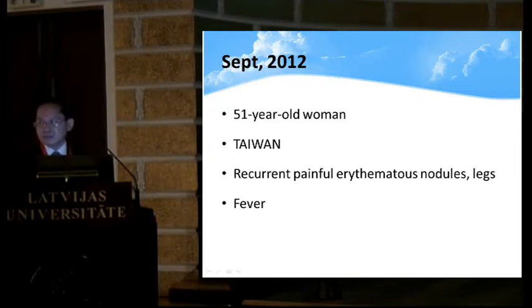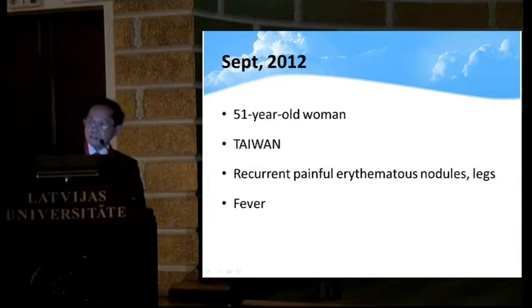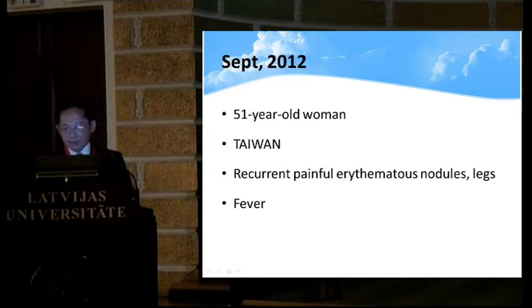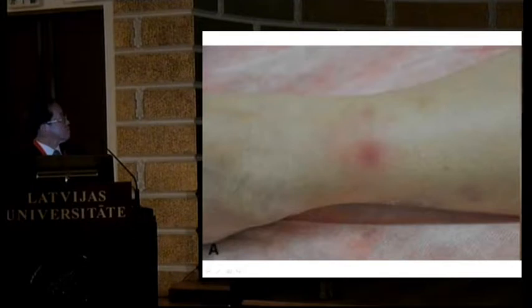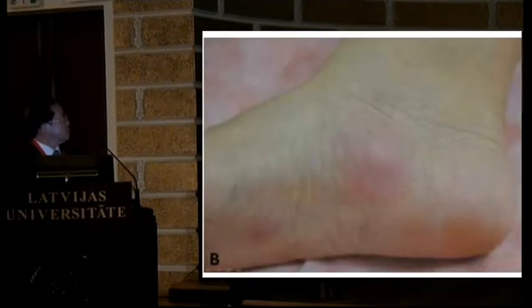Now, the initial problem was recurrent painful erythematous nodules on the legs. Of course, the first diagnosis could be erythema nodosum or erythema induratum, given the painful legs. She also had fever. She was first seen in our hospital, one of our university's hospitals. Multiple tests did not show anything, except the skin biopsy. The lesions were not very impressive, but they were tender, erythematous, and multiple, with another lesion on the foot.